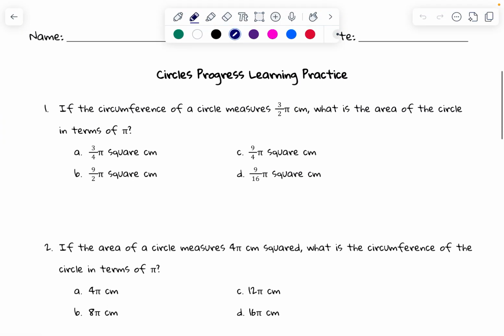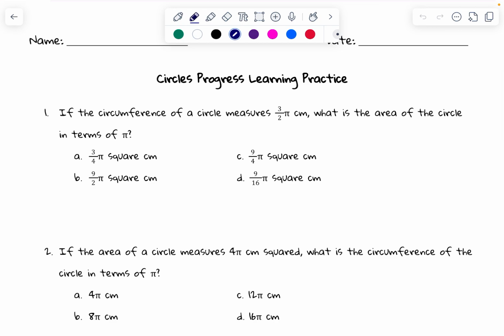Now let's look at this progress learning practice. We're gonna go ahead and work these 6 problems, and then that is going to get you in a pretty good place for your formative on Friday. So if the circumference of a circle measures 3 pi, what is the area in terms of pi?